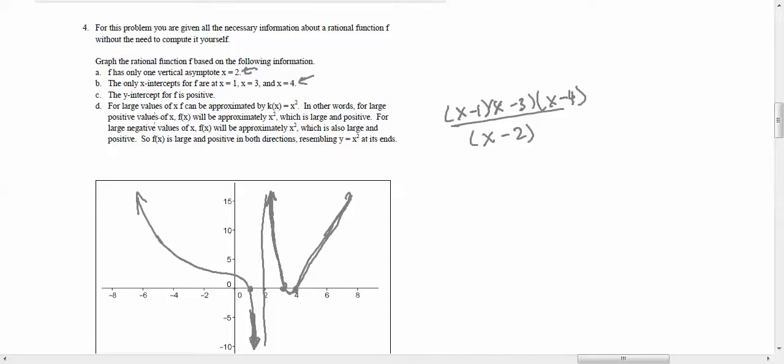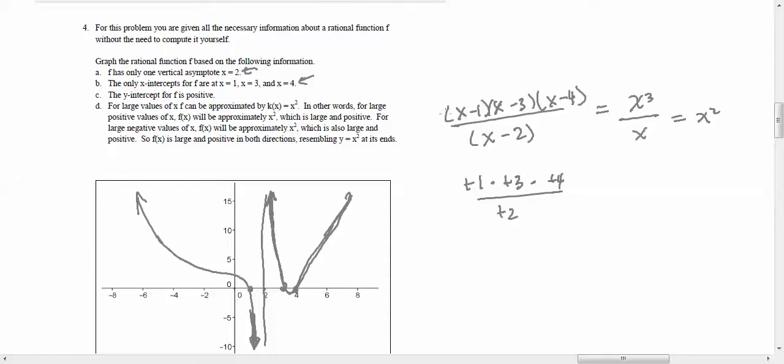The y-intercept is positive. Well, we can check that. If I plug in x equals 0 into here, this would be negative 1, negative 3, and negative 4 over negative 2. Alright, let's see, I'm multiplying all of this. So this times this is a positive number, and this divided by that is a positive number, so we're good. We don't need to slap on a negative out in front. And then this thing is approximated by x squared. Well, if I multiply out the numerator, I'll have x cubed, and if the leading term in the denominator is just x, that leads to x squared.